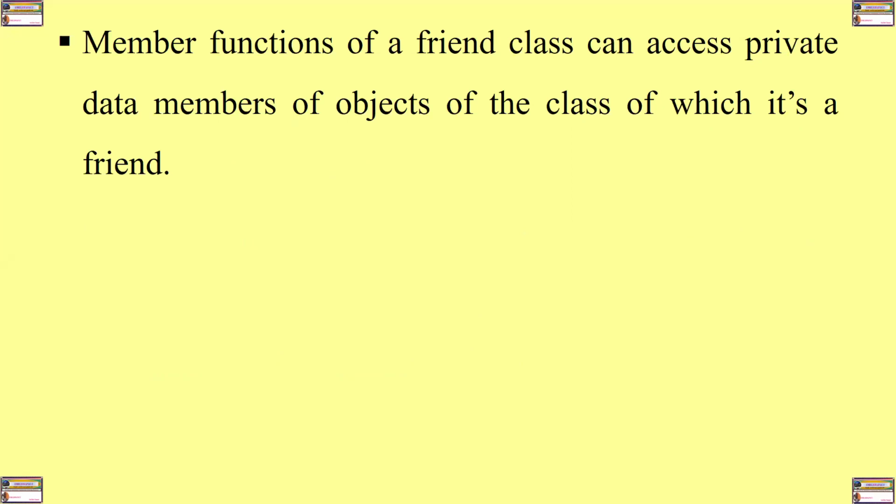Member functions of a friend class can access private data members of objects of the class of which it's a friend. What does this mean? It means that once you have made a class to be a friend of another class, then that class has gotten the right to access the private data members of the class in which it has been prototyped, just as if that class was a method of the current class.